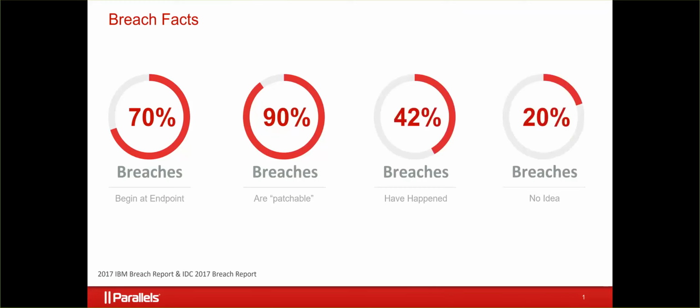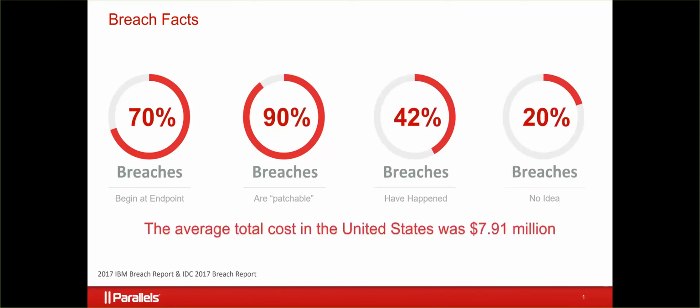And what this really all comes down to is the cost of a breach. What does a breach cost? We know what the physical cost is. We know what the economic cost is. IBM came out in 2017 and said the average total cost in the United States for a single breach is potentially $7.9 million, almost $8 million.